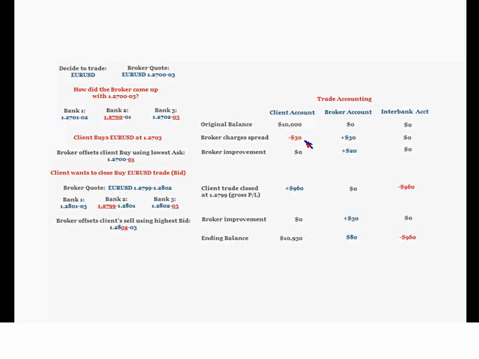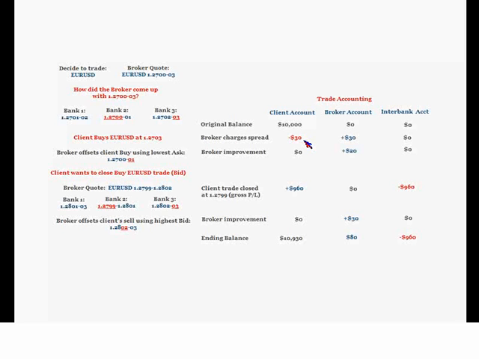And I'm assuming right here a 3 pip spread on the euro. Each pip is worth $10 on a standard account. So that's how you come up with $30. That's the fee that the broker charges you to put on a trade. Then the broker is able to make another $20 from the price again that he's seen from the interbank market.